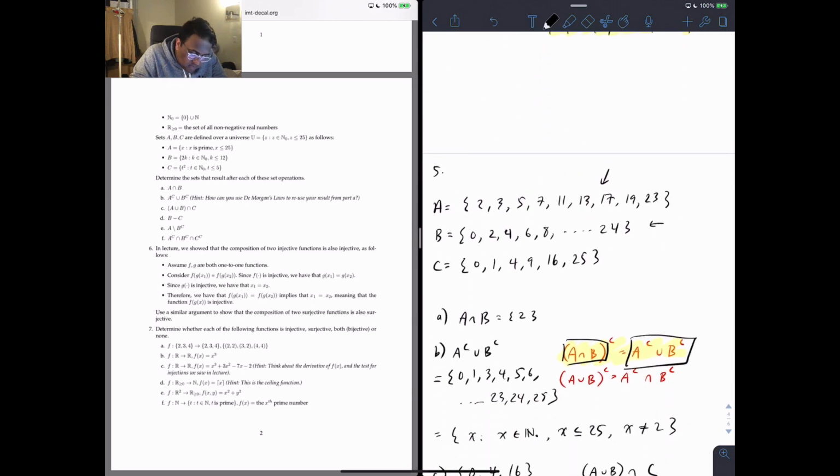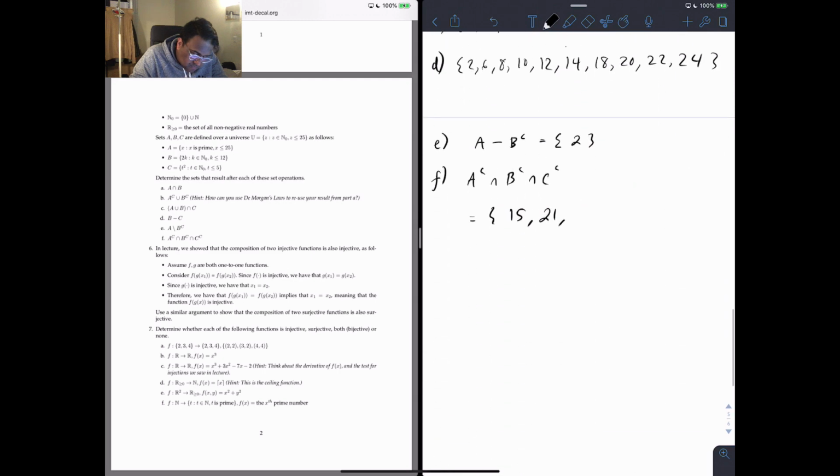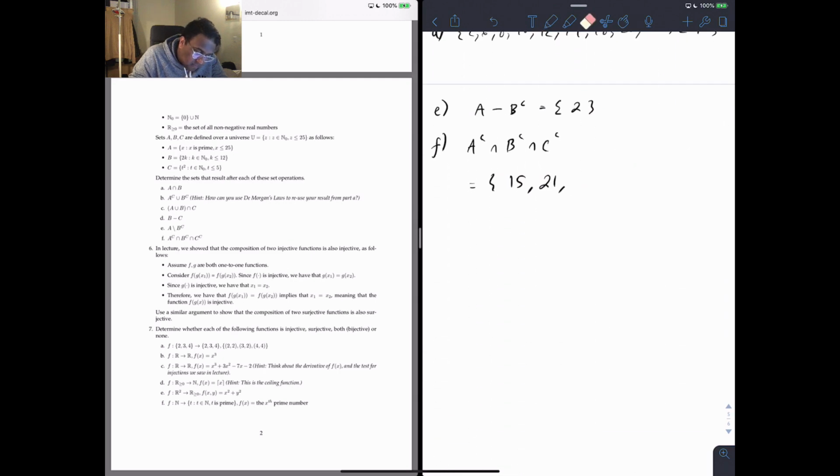22 and 24 are even, 23 is prime, and 25 is a square. Okay, so it turns out the only numbers that are not in any of these lists are 15 and 21. Another way we could have identified this is by taking the union of A, B, and C and finding the complement of that. And that's, again, an application of De Morgan's laws.